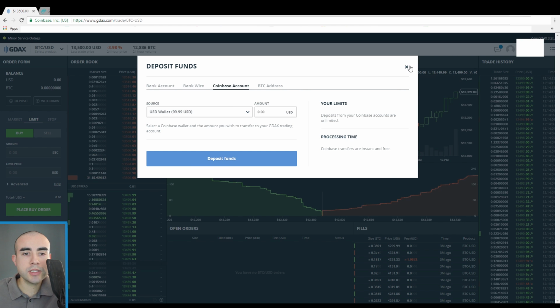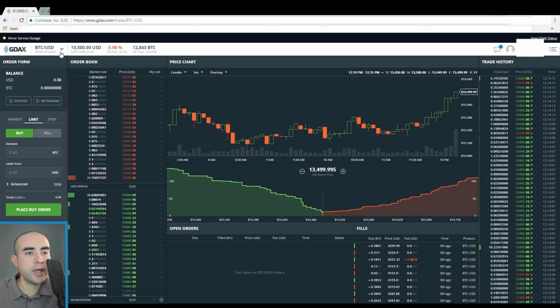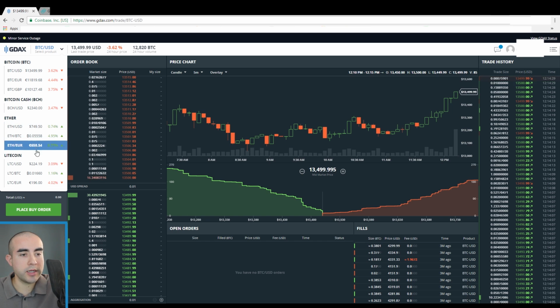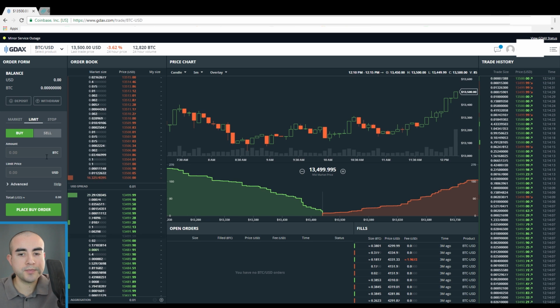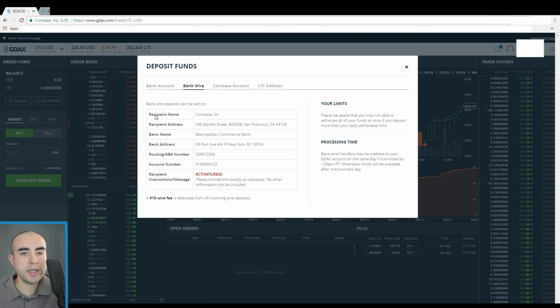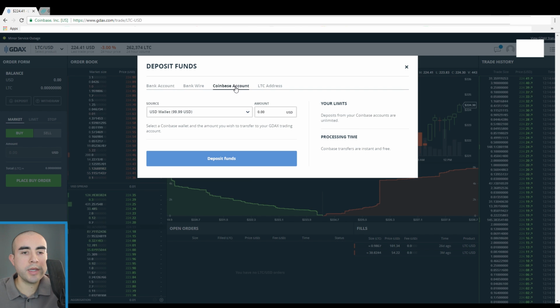Now, let's actually say, for example, I want to actually buy some Litecoin. If I click up here where it says Bitcoin/USD, as you can see, there are currently 4 cryptocurrencies you could trade on GDAX. They are currently Bitcoin, Bcash, Ethereum, and Litecoin. So I want to change over to Litecoin here. And as you can see, it now adjusts everything here to Litecoin. If I wanted to deposit, I would click on deposit here. And I want to deposit from my Coinbase account.